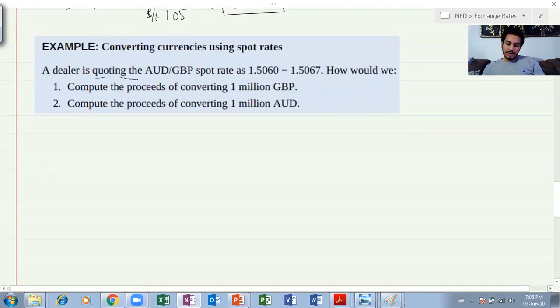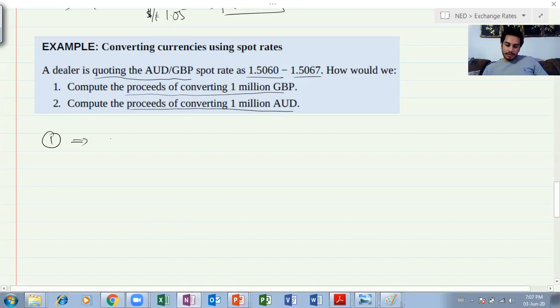A dealer is quoting the Australian dollar upon pound spot rate as this. So this is the bid and this is the ask. How would we compute the proceeds of converting 1 million pounds? If I convert 1 million pounds, obviously I'll get Australian dollars, right? And the second is the proceeds of converting 1 million US dollars. In the end, I'll get the pounds, right? So let's do the first case.